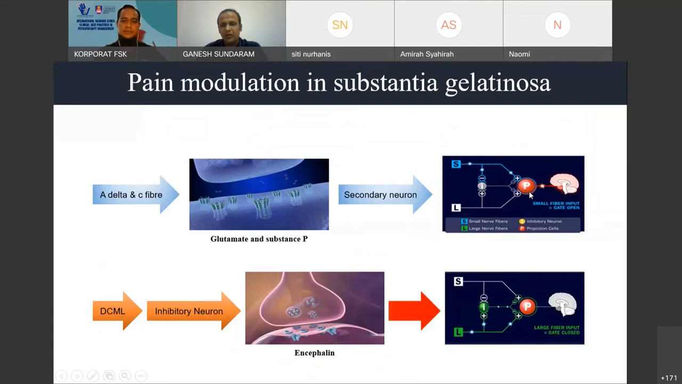What actually is the gate open? I feel pain. That is the gate open. DCML with the inhibitory neuron, with the help of enkephalin, the gate is closed. What is the gate closed? I don't feel any pain.